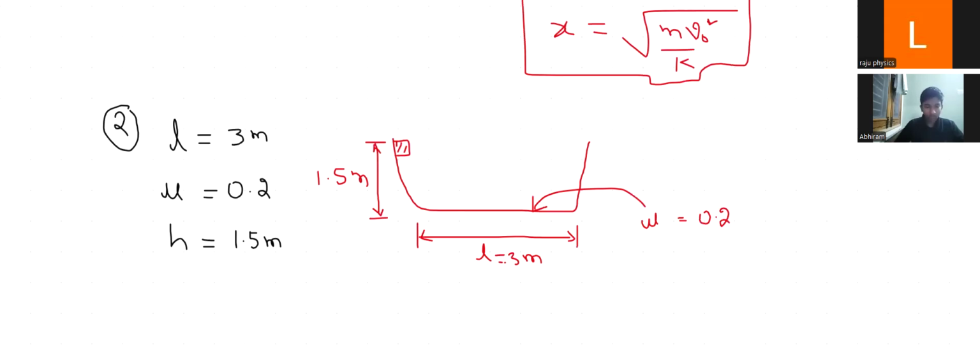This is point A. This is point B. This is point C, sorry, this is point C. This is point D. And this is point E. This is the problem that is given.